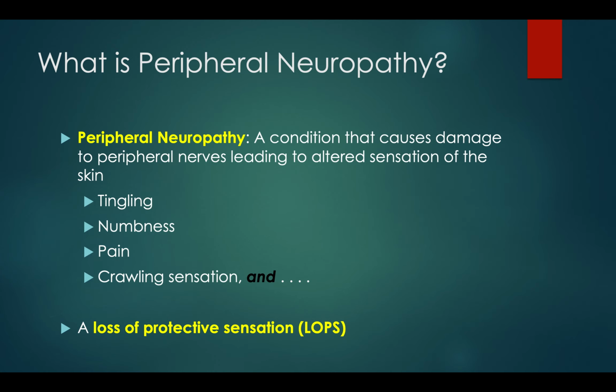So what is peripheral neuropathy? Peripheral neuropathy is a condition that causes damage to peripheral nerves that can lead to an altered sensation in the skin. Now, this can come in various forms: tingling, numbness, pain. You can even experience a kind of crawling sensation, like something's crawling under your skin. And it can lead to a loss of protective sensation.